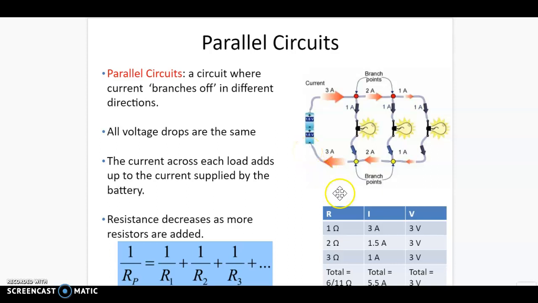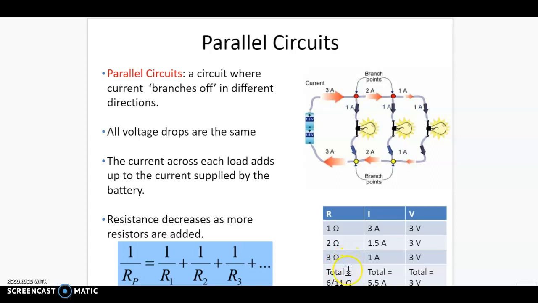So it's different from a series circuit where we said the current all stays the same. It's the voltage that stays the same in a parallel circuit. And then the resistance, that's the weird part too.